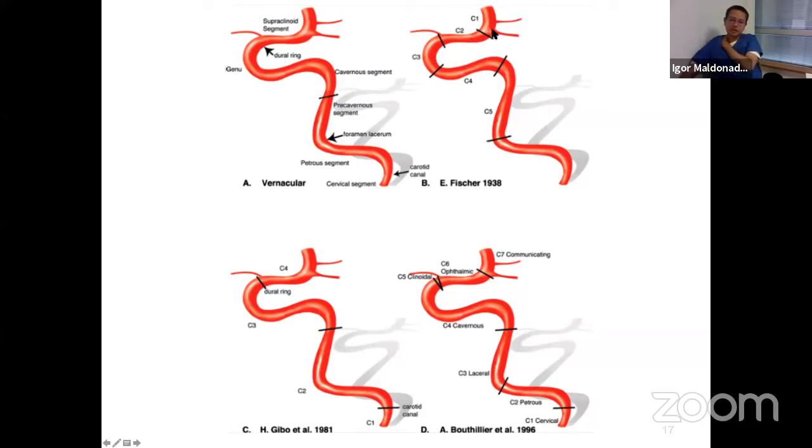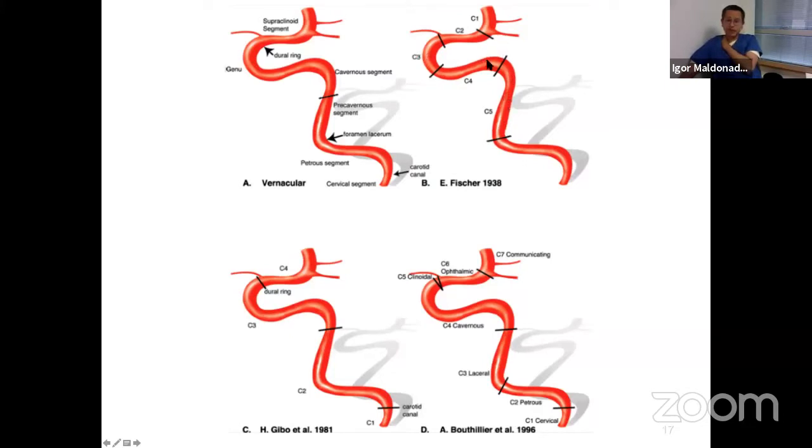So you see the segments are numbered against the direction of the flow, from distal to proximal. And so we recognize here the anterior choroidal artery and the posterior communicating artery. Everything superior to the proximal ostium of the posterior communicating artery is called C1. C2 corresponds to the ophthalmic segment, and then you have C3 and C4 for the vertical and horizontal portions of the intracavernous carotid, and C5 is the precavernous segment.